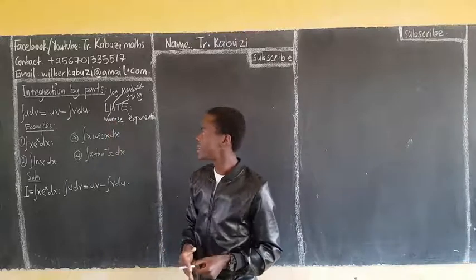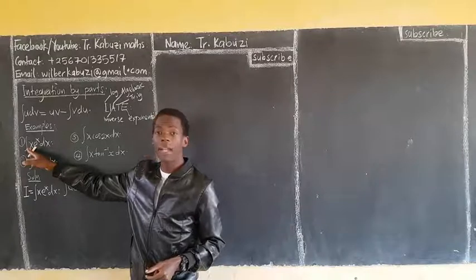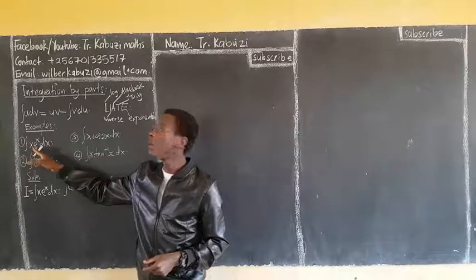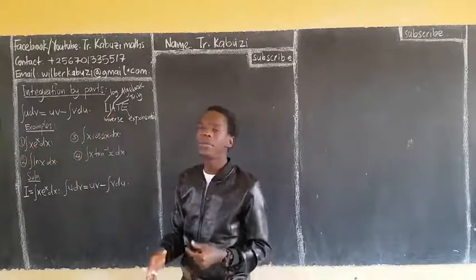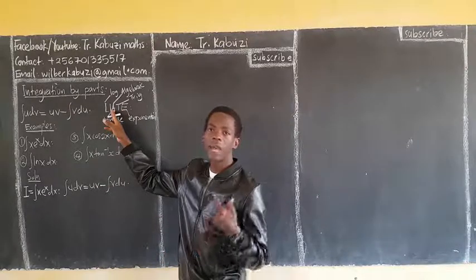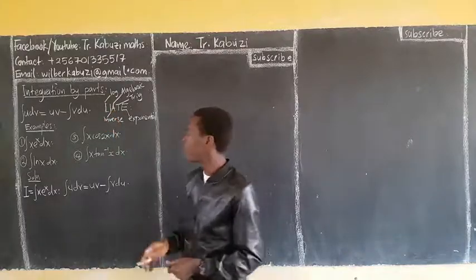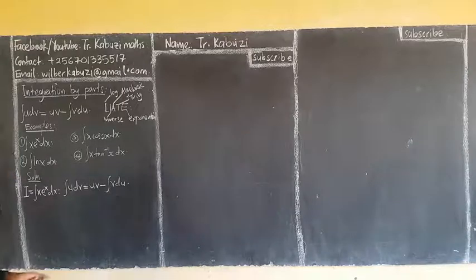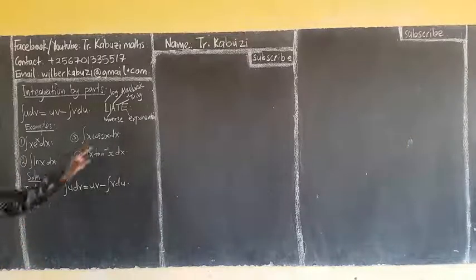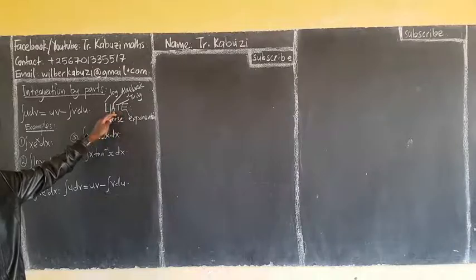So let us see this example now. If I have x times e to the x, x is algebraic and e to the x is exponential. So you check which one comes first in LIATE. We have algebraic and exponential, and algebraic comes first, so this one becomes your u. Let us handle this example as we move on. So x is algebraic, e to the x is exponential, and A comes before E, so x now becomes our u.